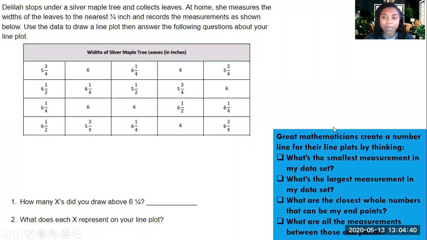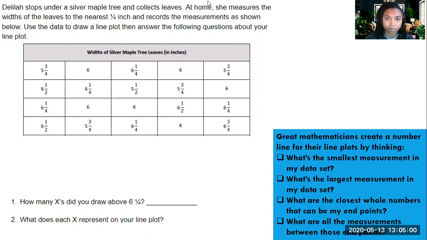So, great mathematicians like us create a number line for their line plots by thinking, what's the smallest measurement in my data set? What's the largest measurement in my data set? What are the closest whole numbers? That can be my endpoints because we always have whole number endpoints. And what are all the endpoints between those? What are all the measurements between those two endpoints?